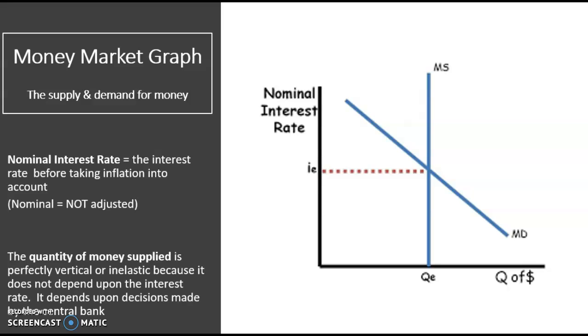And then we have downward sloping money demand. So MS is for money supply, MD is for money demand. We have the price to borrow money, which is nominal interest rate, and we have the quantity of money on the horizontal axis. And again, we really won't be doing much on this graph until the next unit.